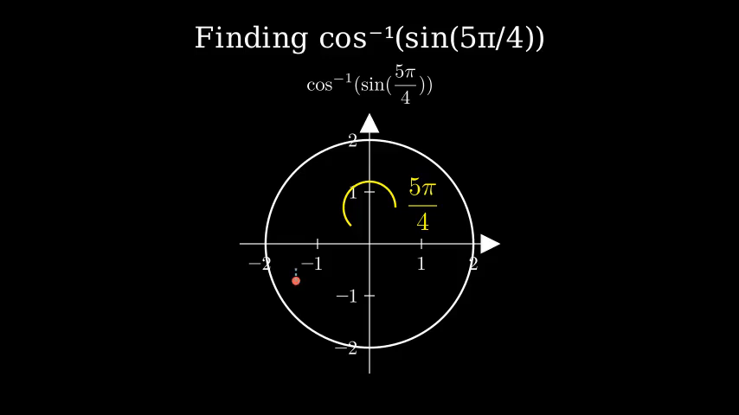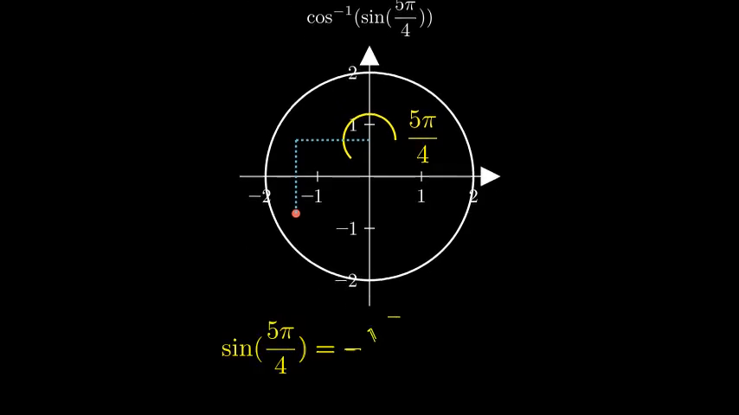At this angle, let's find the sine value by looking at the y-coordinate. The sine of 5 pi over 4 is the y-coordinate of this point. We can calculate this. Sine of 5 pi over 4 equals negative square root of 2 over 2, or approximately negative 0.707. Now, before we find the inverse cosine of this value, let's recall an important fact.